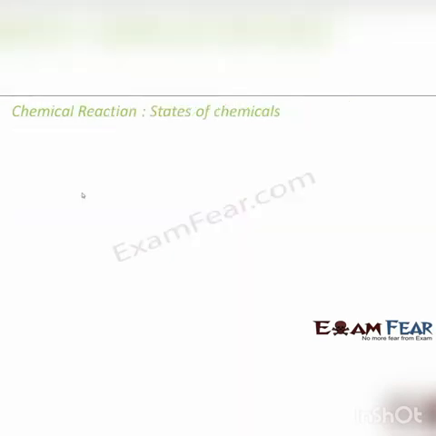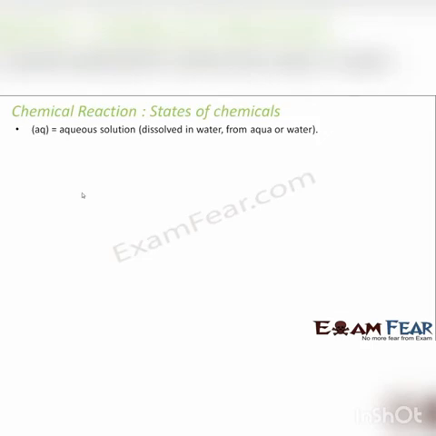So I'll take you through the states of chemicals in a typical chemical reaction. Aqueous solution is something which is dissolved in water, right? This is coming from the word aqua. For example, you take salt, the common salt which you use, NaCl. If you see, it's a solid thing, right? It's a dry, solid thing. But the moment you put it in water, this becomes an aqueous solution.